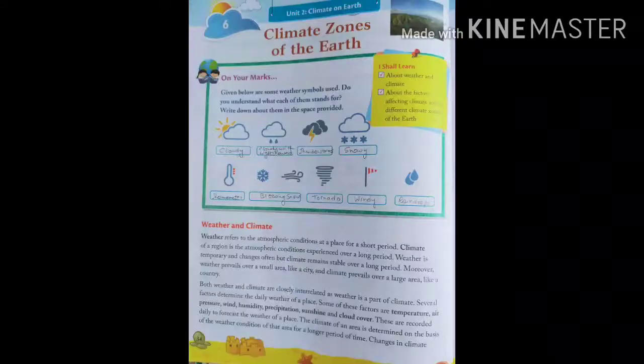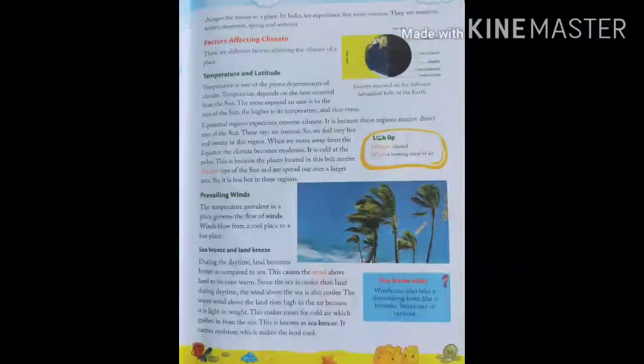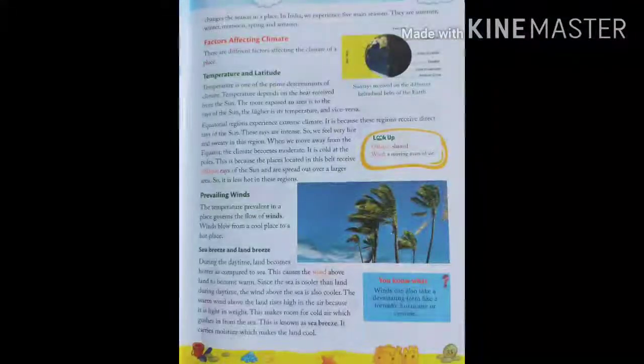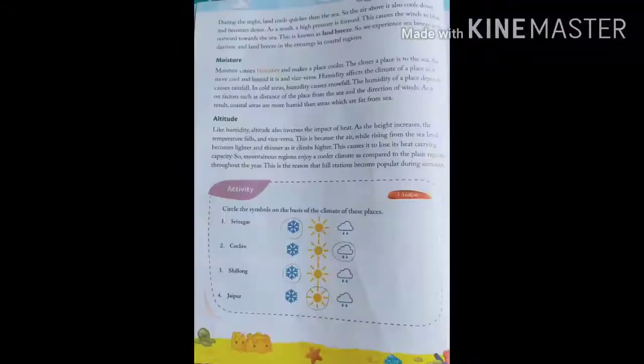Now the first topic which we had learnt was weather and climate, and I had explained the difference between weather and climate. Then we had come to the explanation of factors affecting climate. And what are the factors? We had read temperature and latitude, prevailing winds, sea breeze and land breeze. Then we had learnt moisture and altitude. We had also solved the activity sheets on page number 34 and 36 related to this chapter.